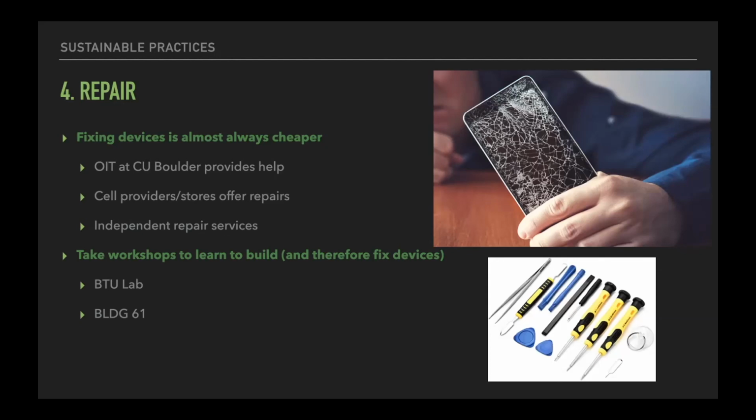You could take workshops to learn how to build different tools, and the more you know how to build, the more you know how to destroy. So the BTU Lab and Building 61 offer workshops of various sorts and are both worth following and checking on regularly to see what workshops are there so you can learn how to repair your devices. There's also tons and tons of YouTube videos. You could do anything through YouTube these days. Think of your items again as their components, right?